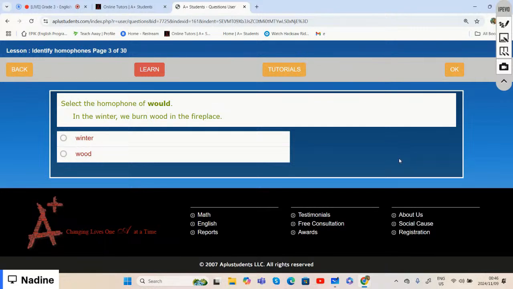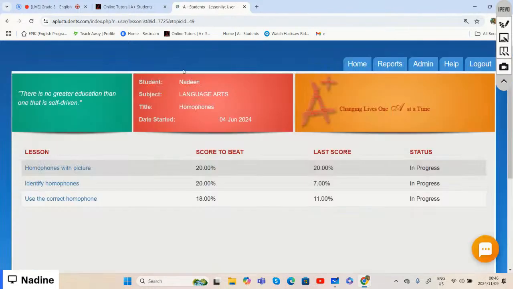All right. So that is now the end of our lesson on homophones. We said homophones are words that sound the same, but the spelling of the words as well as the meaning of the words are different.